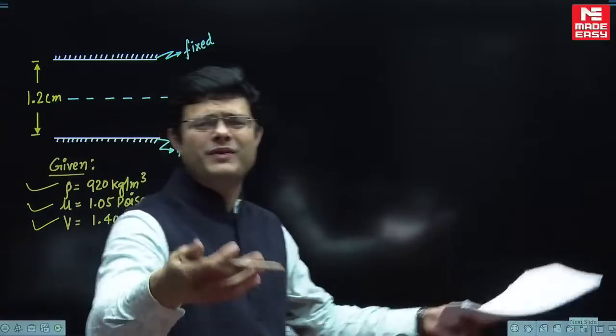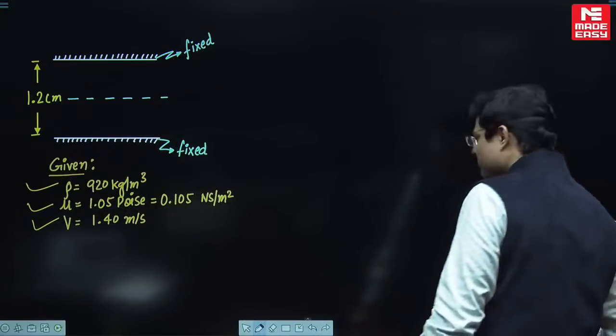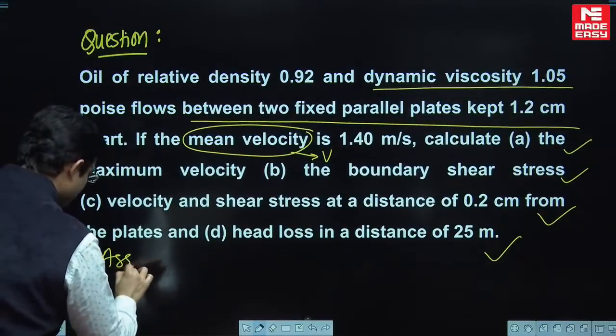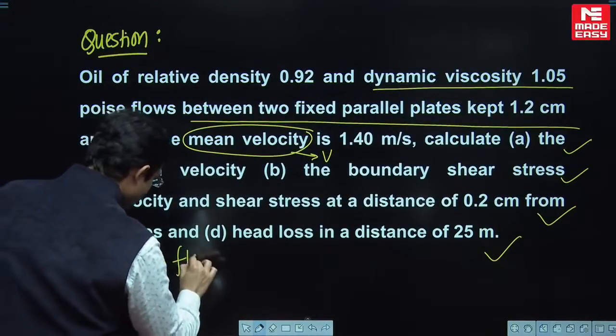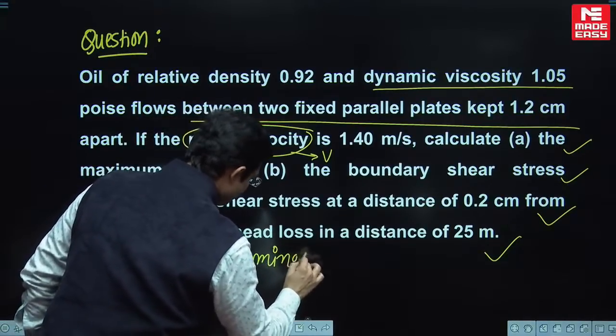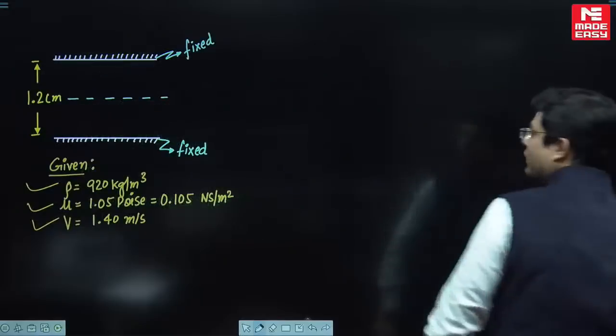Basically, laminar flow between two fixed parallel plates. Assume the flow is laminar. Let me write here, there is an assumption here: assume the flow is laminar.